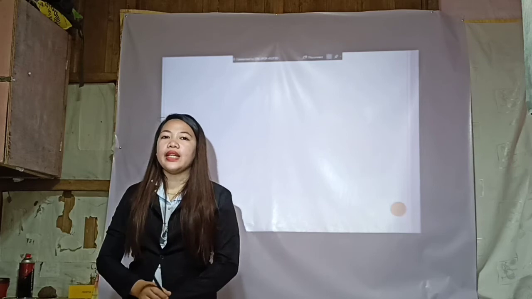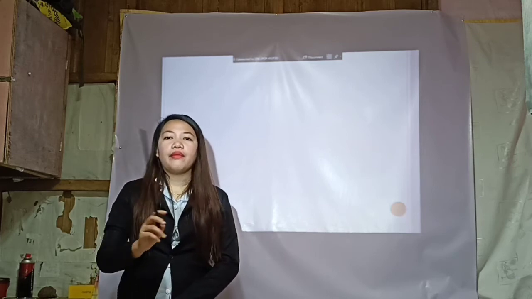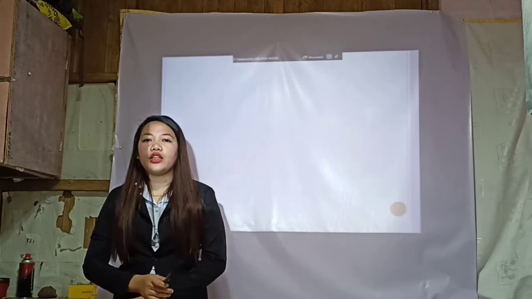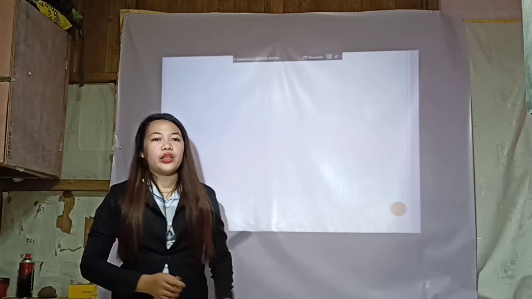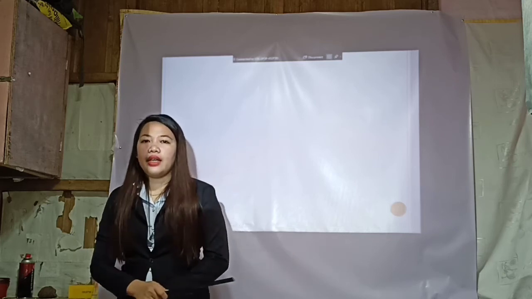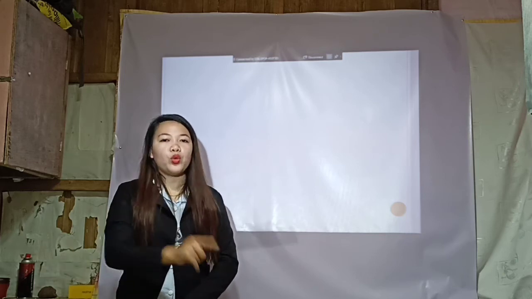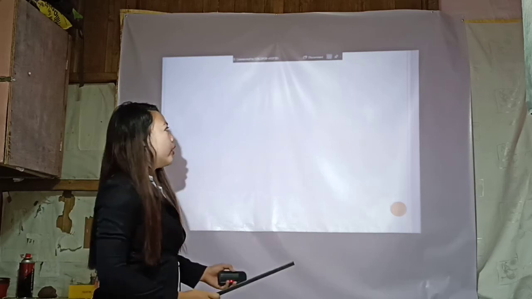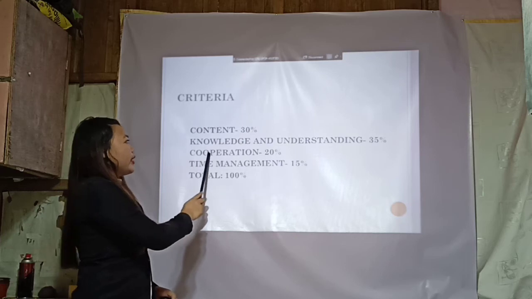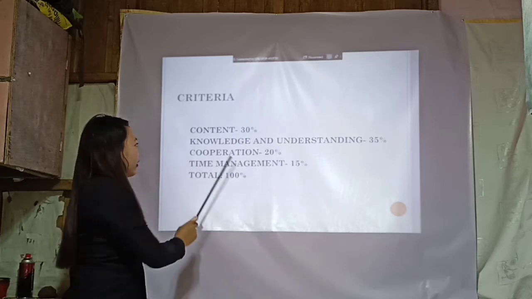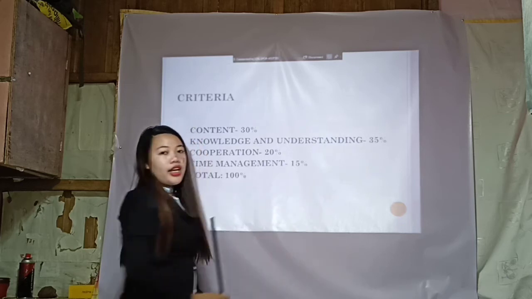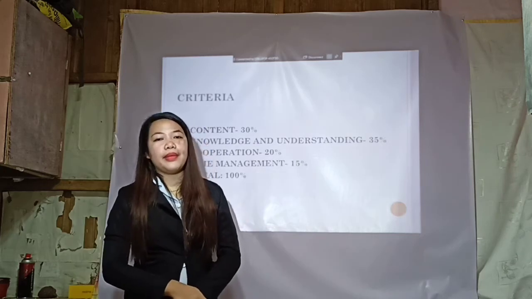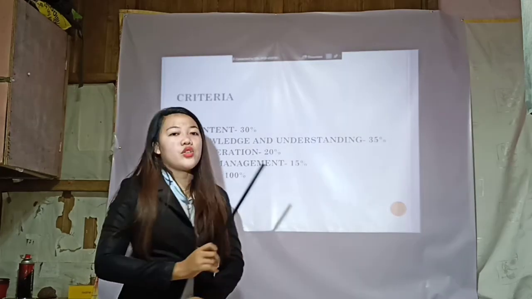Now, let's have an activity. Count 1 up to 4 from the back. Then, choose a leader and one presenter in order to present your outputs in front. So, this would be group 1, group 2, group 3, and group 4. Please be guided by the criteria. The content is 30%. Knowledge and understanding is 35%. Cooperation, 20%. I'll give you 10 minutes to do your task. The time starts now.